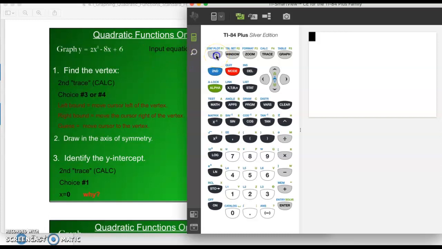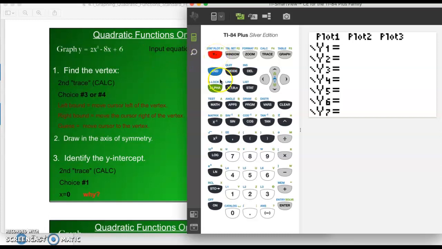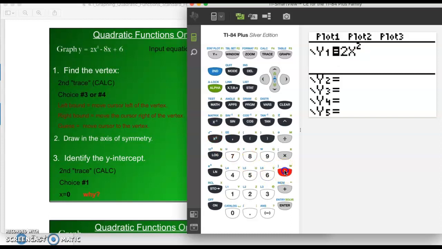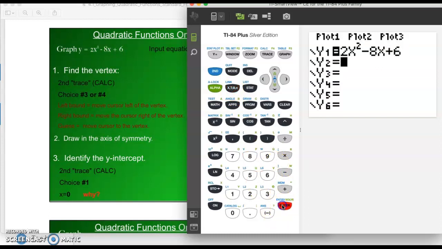So I have to go up here to y equals. All right, and I just have to go with 2. Now the X button is this button right here, the X right there. So you're going to click that button for X. Here's squared. Minus, make sure you don't use negative, that's minus 8. And go back to the X plus 6. Okay, now enter. There's my equation.